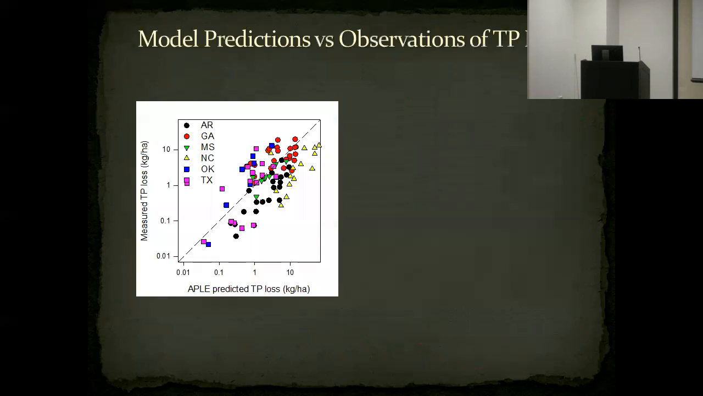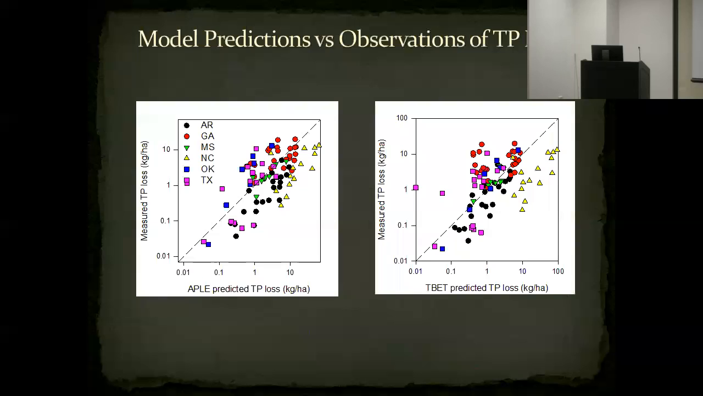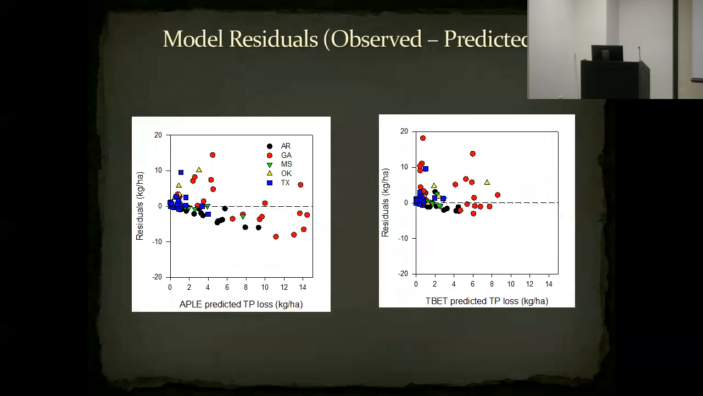Now, what about total phosphorus loss? Well, again, you look at that, you can see that they seem to be pretty similar. A whole lot of unexplained variability, though, right? Now, looking at the residuals, you can still see a general trend as these predictions are increasing. The difference between the observed and the predicted increases.